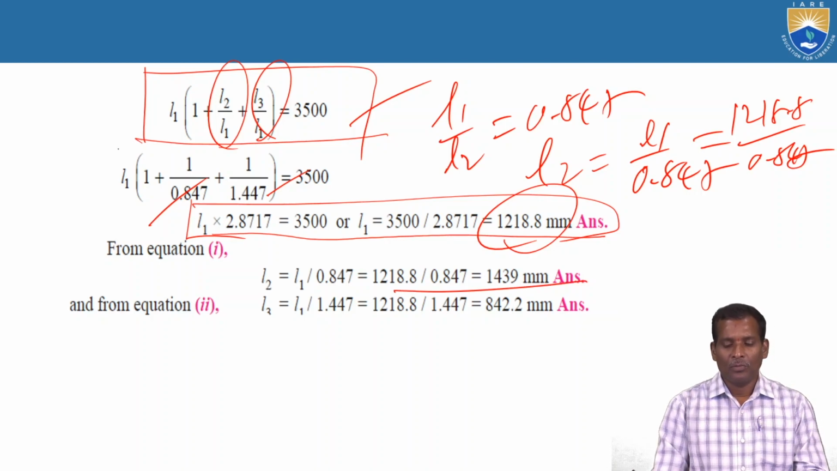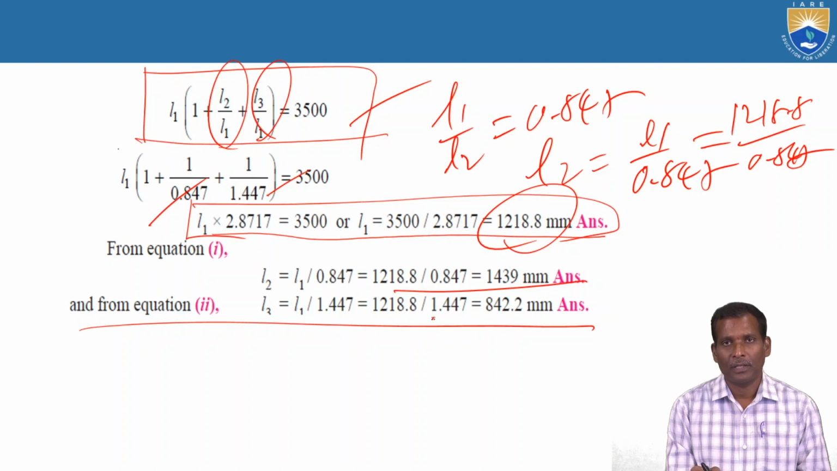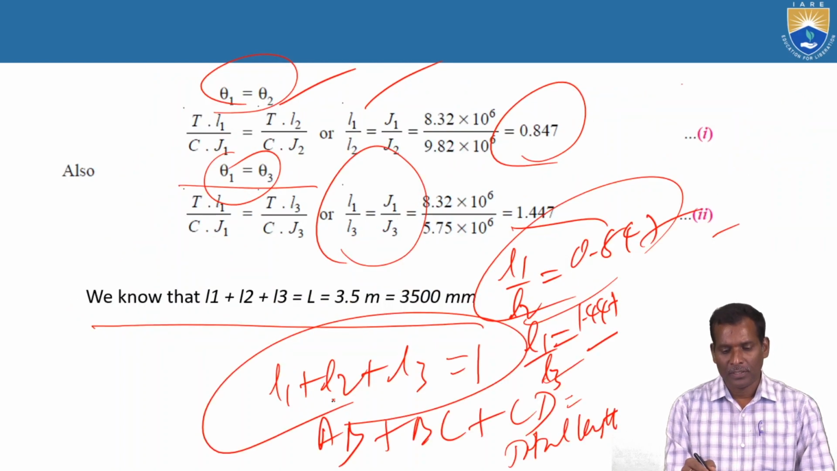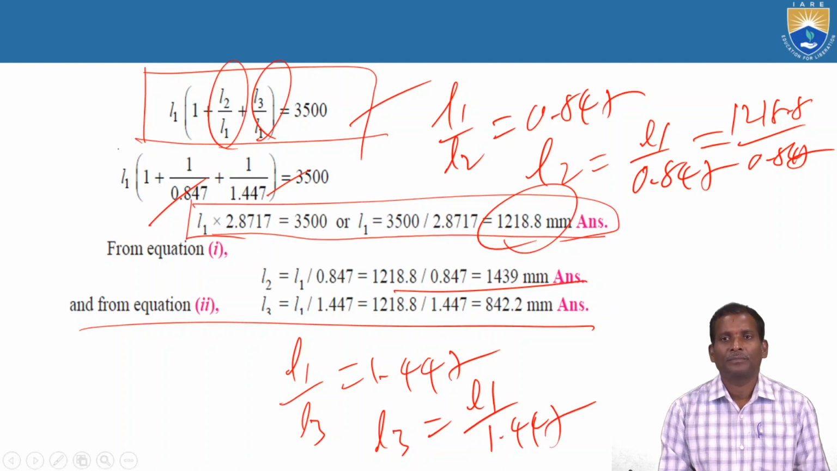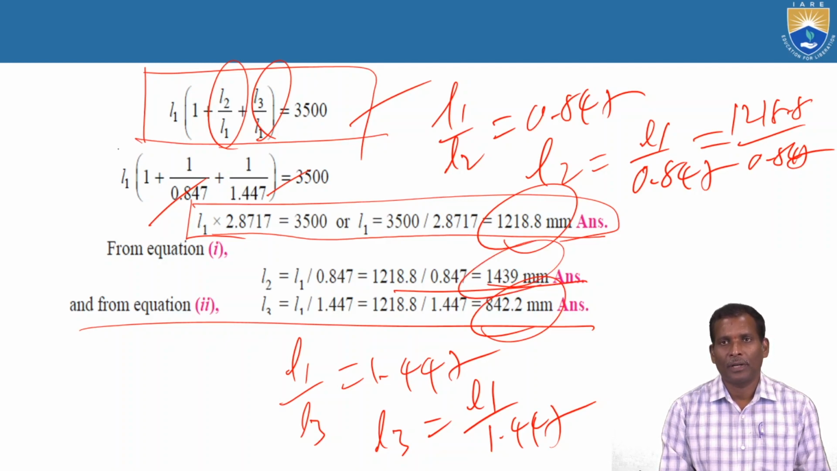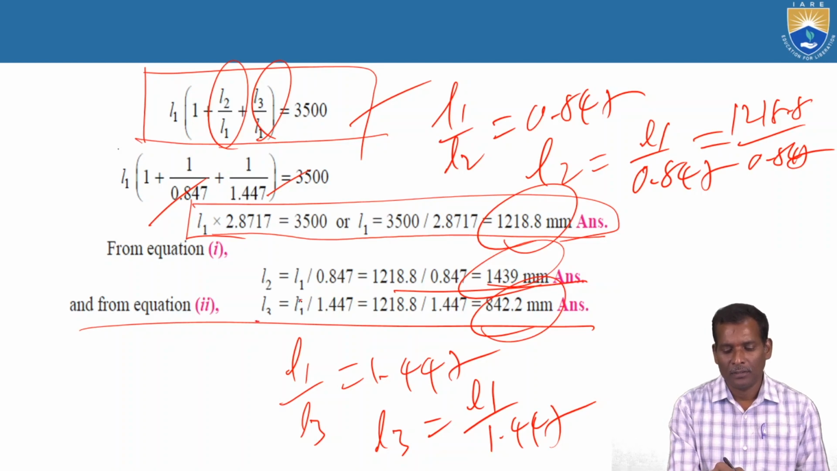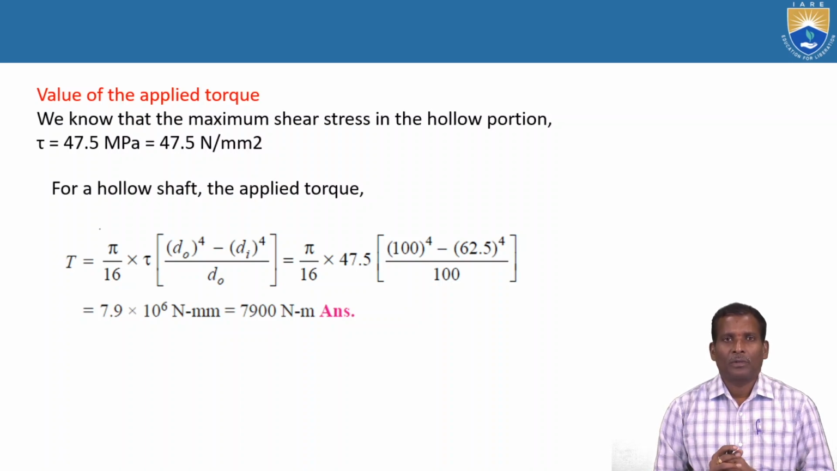So calculate. So you will get L2 1439 mm. Then similarly from equation 2, you may write like this, L1 by L3. So, in the previous equation, L1 by L3 is equal to 1.447. So, now calculate L3 is equal to L1 by 1.447. So, now the obtained values are L1 is 1218.8, L2 is 1439 and L3 is 842.2 mm. So L1, L2, L3 are calculated.